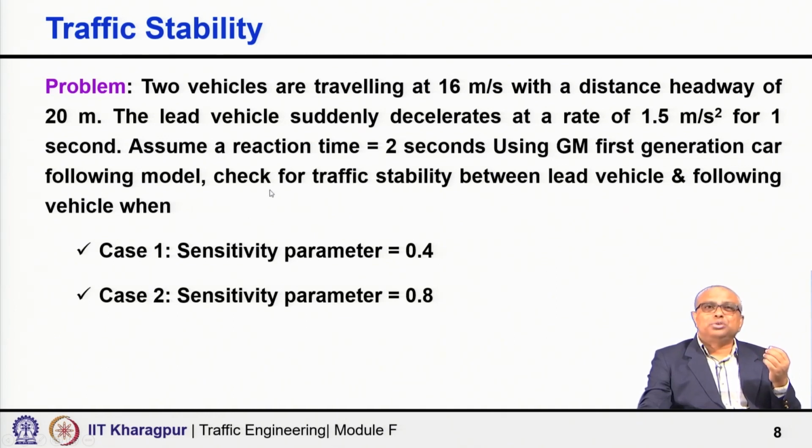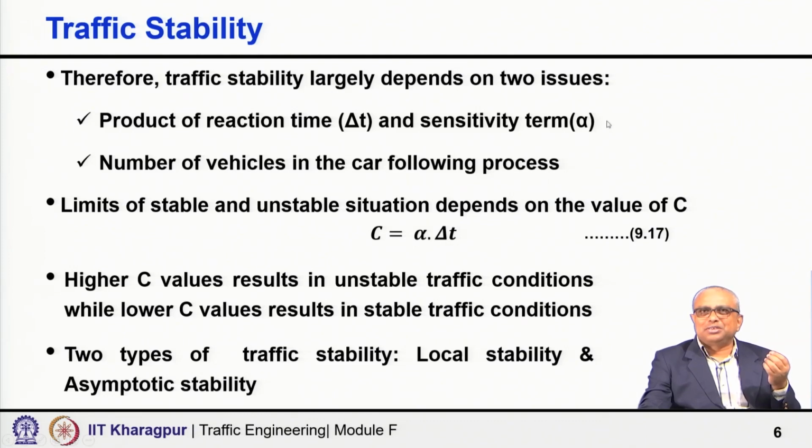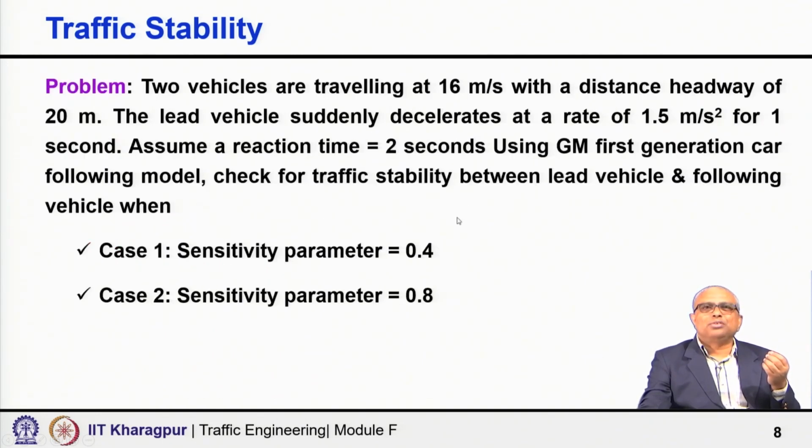Then we want you to check the traffic stability between lead vehicle and following vehicle, assuming the GM first generation car following model, when the sensitivity parameter equals 0.4 and in another case the sensitivity parameter equals 0.8. What is the sensitivity parameter? You remember, this is the term. So, for two values of the sensitivity parameter, we need to check the traffic stability between lead and following vehicle.